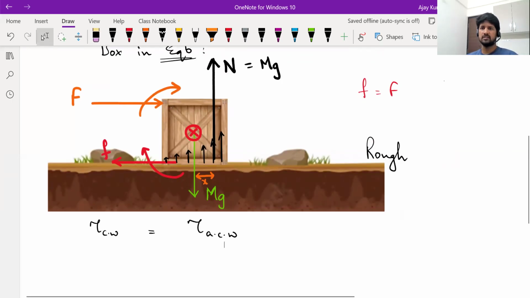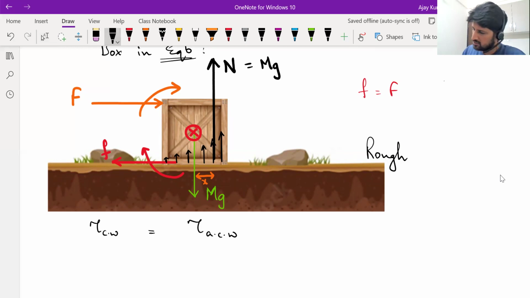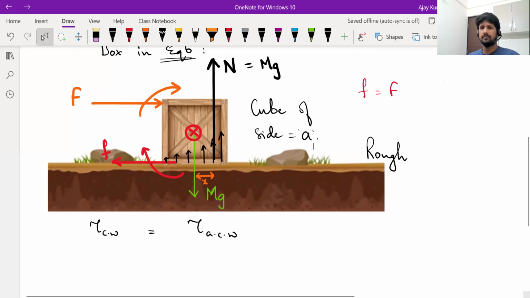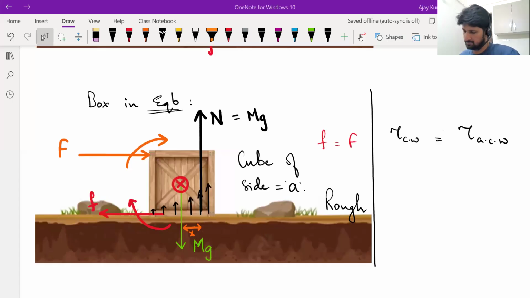You can type your answer in chat. Answer should be in terms of capital F, maybe mg. And yeah, you need the dimensions of this box. Assume it's a cube of side a. So x will be in terms of F, mg, and a. Try. Okay. I got 2 answers as Fa divided by mg.